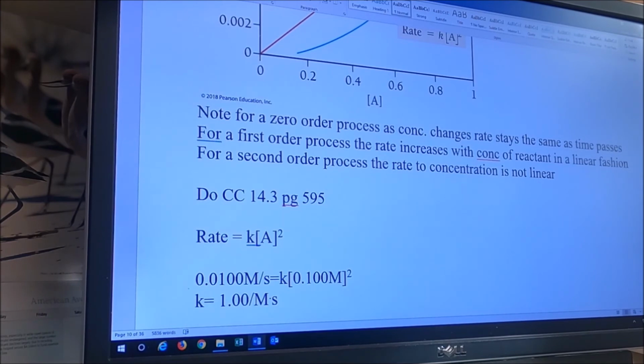So let's look at a problem, 14.3, on page 595 in your book. So if we look at page 595, and yes, I'm flipping to the page. I didn't have it open already.